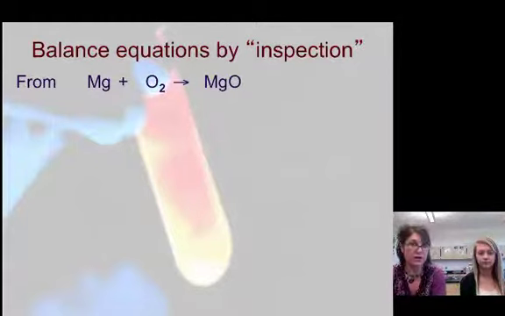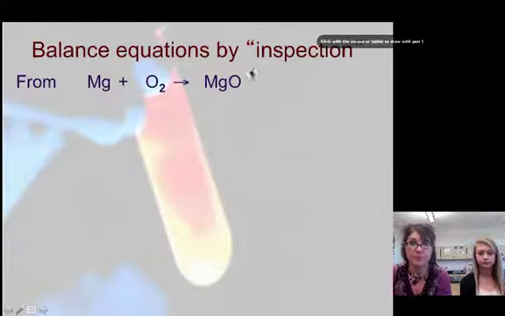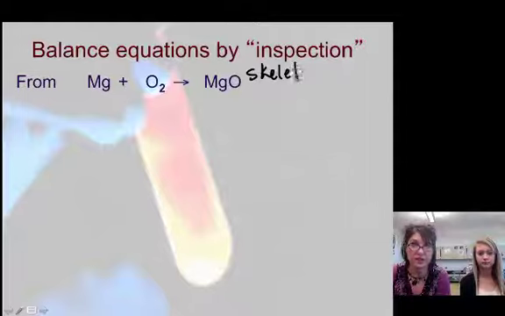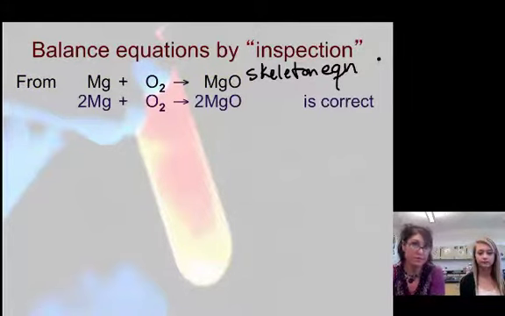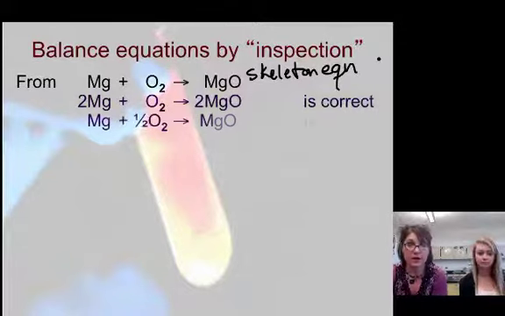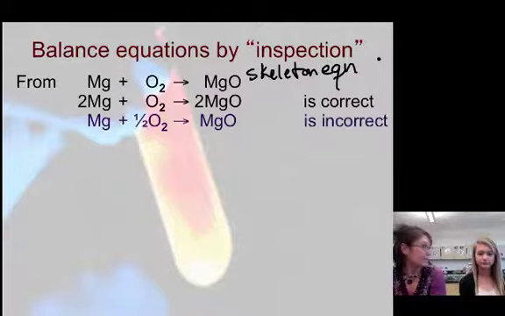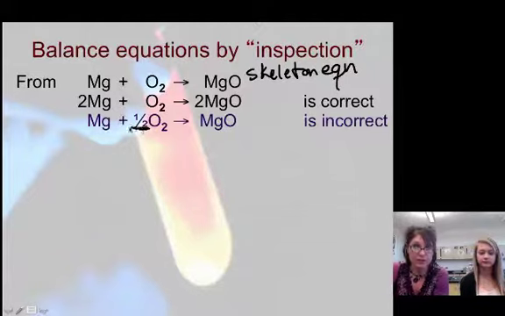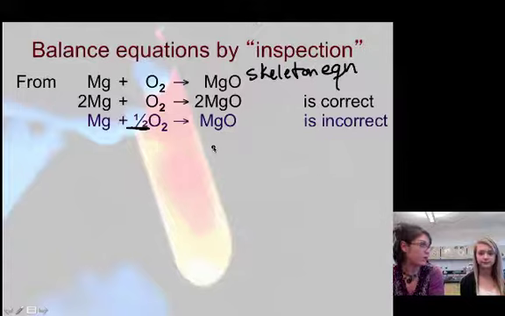So we started with our skeleton equation. Your book calls these skeleton equations because it just includes the formulas without balancing. And then we balanced it. So we had 2 magnesiums plus 1 molecule of oxygen makes 2 molecules of magnesium oxide. So that one is the way we write it. Let me show you a way we don't write it. We could have solved the problem by putting 1/2 in front of the oxygen, but we can't put fractions in a balanced equation, right? That would be like having half of a person. Right. Yeah, it's possible, but it's just not right.